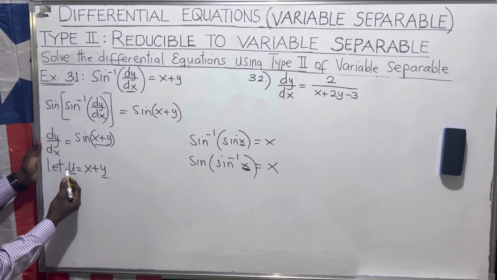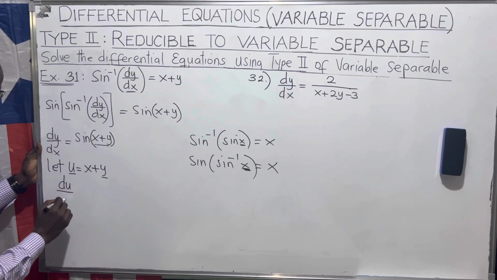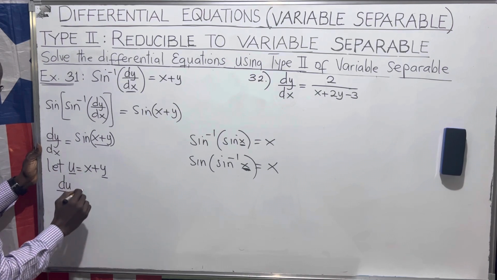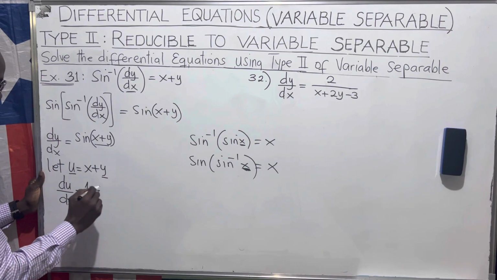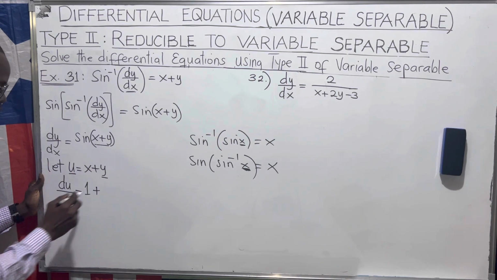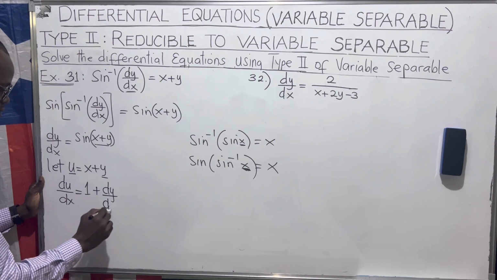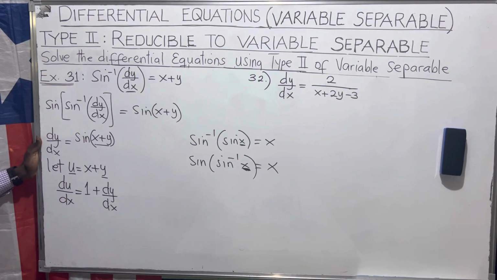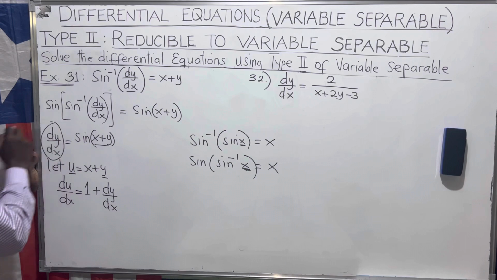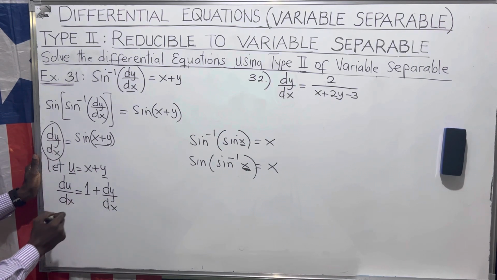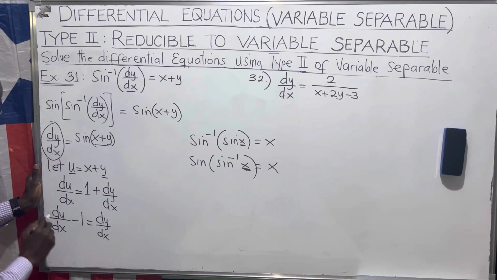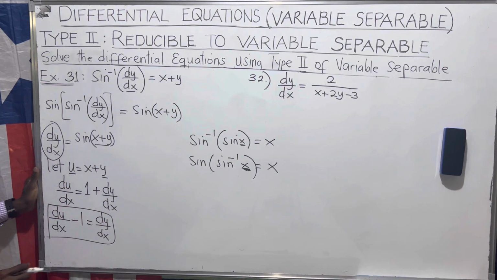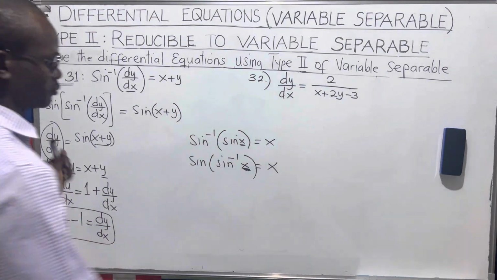So we differentiate: du by dx. The derivative of x is just 1 because it is the independent variable, plus the derivative of y, which is dy by dx. The next thing we want to do is to find dy by dx, so we can just solve for dy by dx right here. Then we replace it in the original problem.